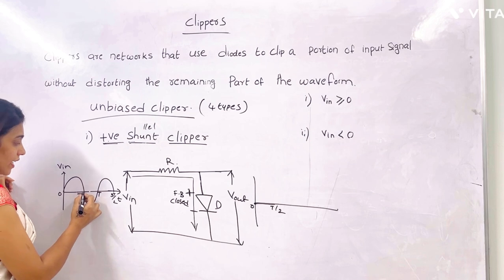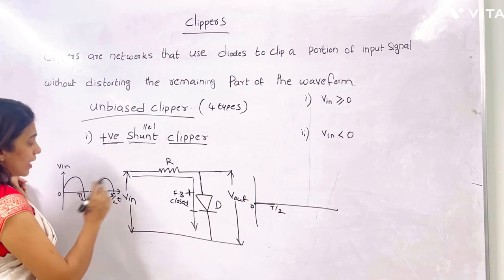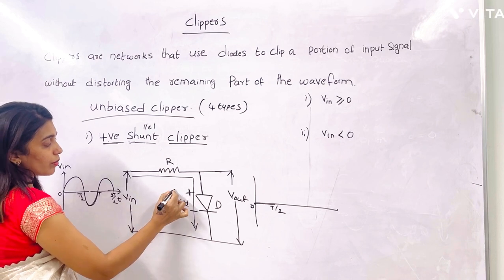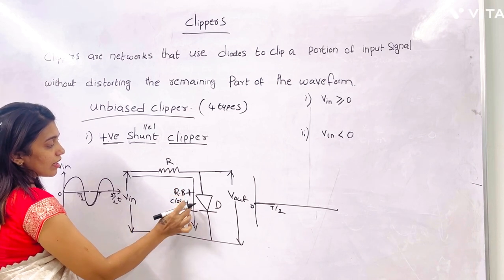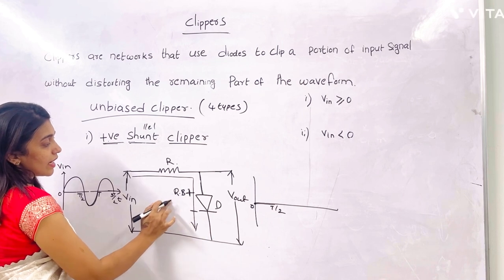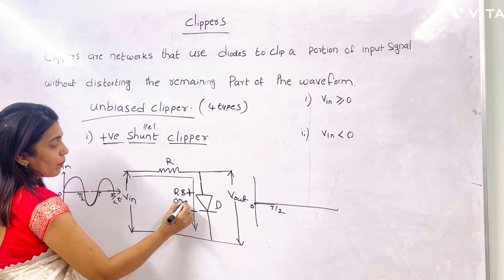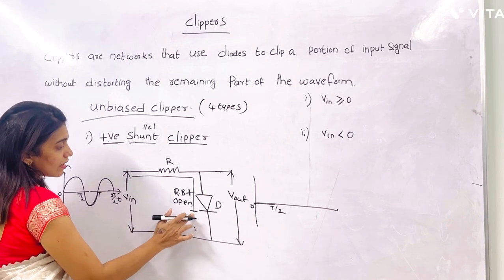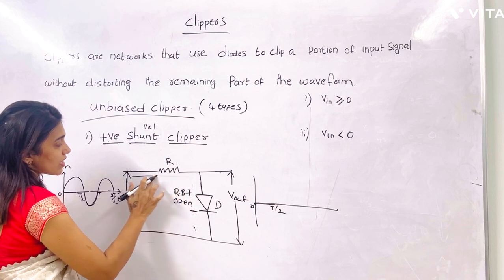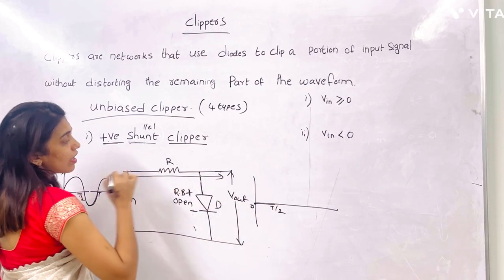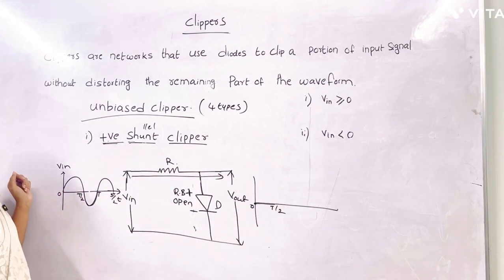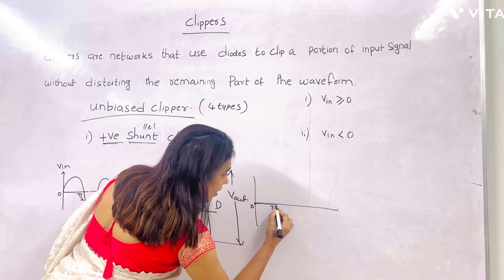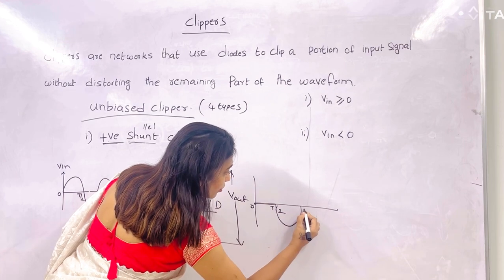Next, during the negative half, the negative peak is given to the positive terminal of the diode, so the diode goes to reverse bias condition. Reverse bias condition means it acts like an open switch. Open switch means this input signal moves towards the load. So whatever input signal is there, we get as it is at the output from T/2 to T.